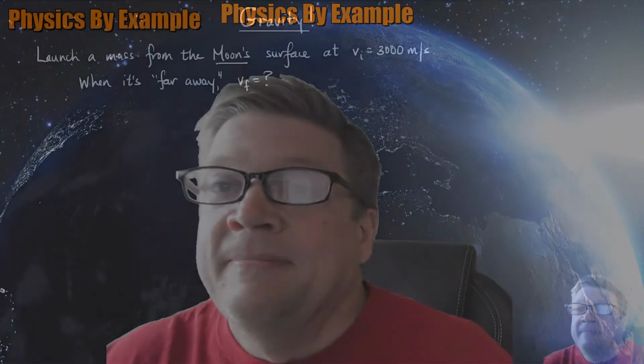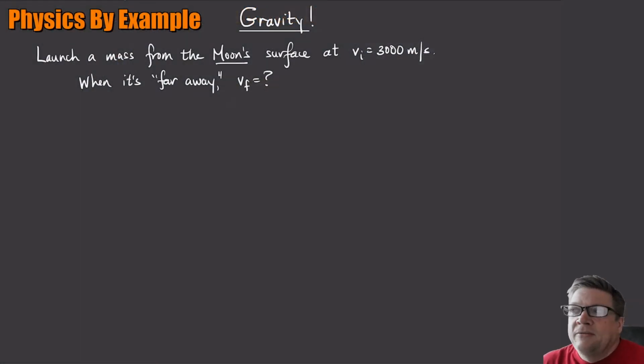Okay, here's the problem. Suppose I'm launching something from the moon's surface at 3,000 meters per second. When it's far away, how fast is it traveling? By far away, this is coded language for infinitely far away. That just means the gravitational potential is 0 at that point. So when it's outside the moon's influence, how fast is it traveling? Well, you might imagine that this is just another energy problem and we'd solve it the same way, which would be right.